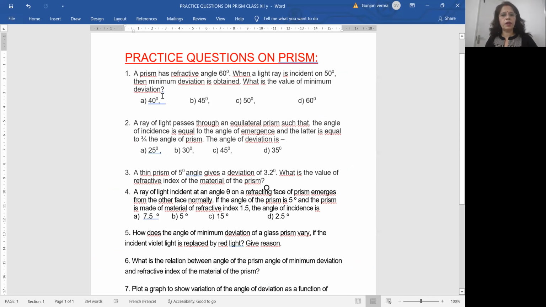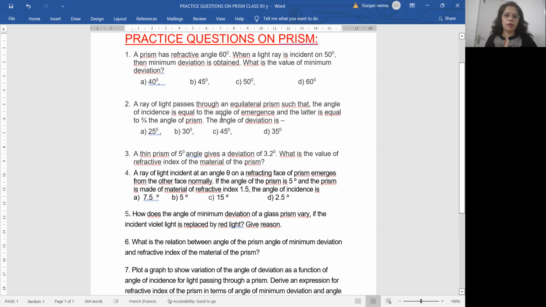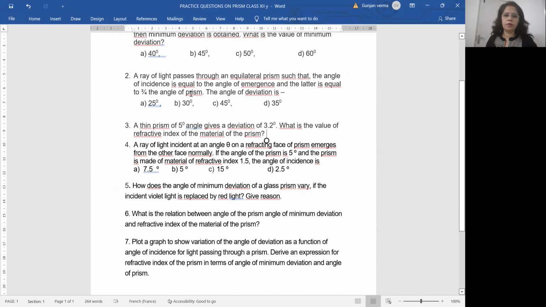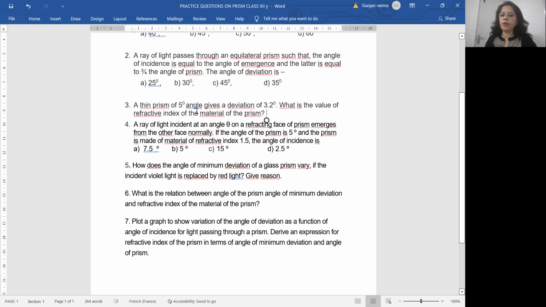See, in the first question, it is asked, what is the minimum deviation? Angle of refraction is given. Angle of incidence is given. Second question also, angle of incidence is equal to angle of emergence, and the latter is equal to 3/4 of angle of prism. So what is the angle of deviation? Third, a thin prism of 5-degree angle gives a deviation of 3.2 degree. What is the value of refractive index of the material of the prism? All are direct formula based.